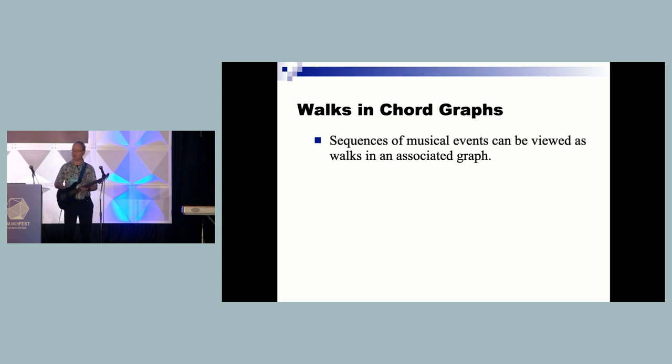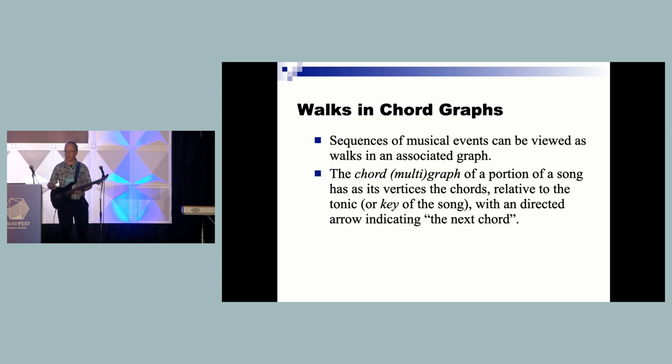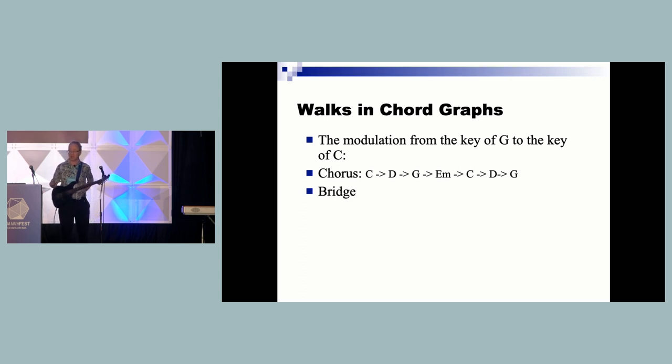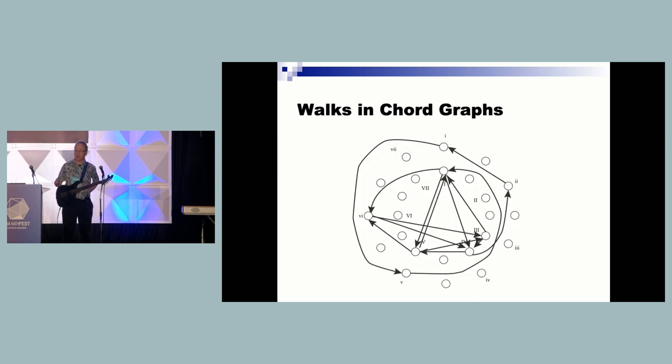Sequences of musical events can be viewed as walks in an associated graph. Let me show you what can happen if you do it for chords. When I talked a while ago about I Want to Hold Your Hand, the bridge, in my talk, about looking at the chords for the chorus and the bridge, I'm going to draw a picture. This is how I think of chord progressions. I think of them as directed graphs, where the vertices are the chords, and the arrows are one chord going to the next chord.